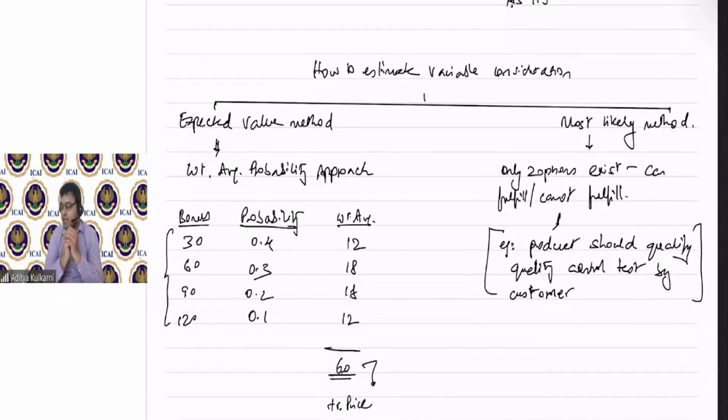Are you able to understand both of them? Yes. The expected value method, and the next one is the most likely method.